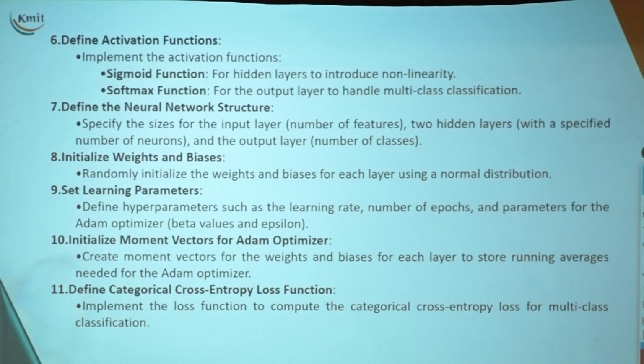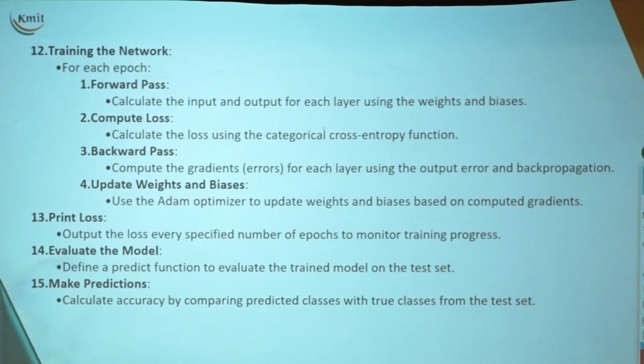After that, we initialize what? Weights and biases. And then we set learning parameters. As we use Adam, we set the beta parameters and all that for Adam. And then we'll initialize momentum vectors for the Adam optimizer. After that, we define which type of loss function here? Categorical cross entropy. And then we'll train the model.